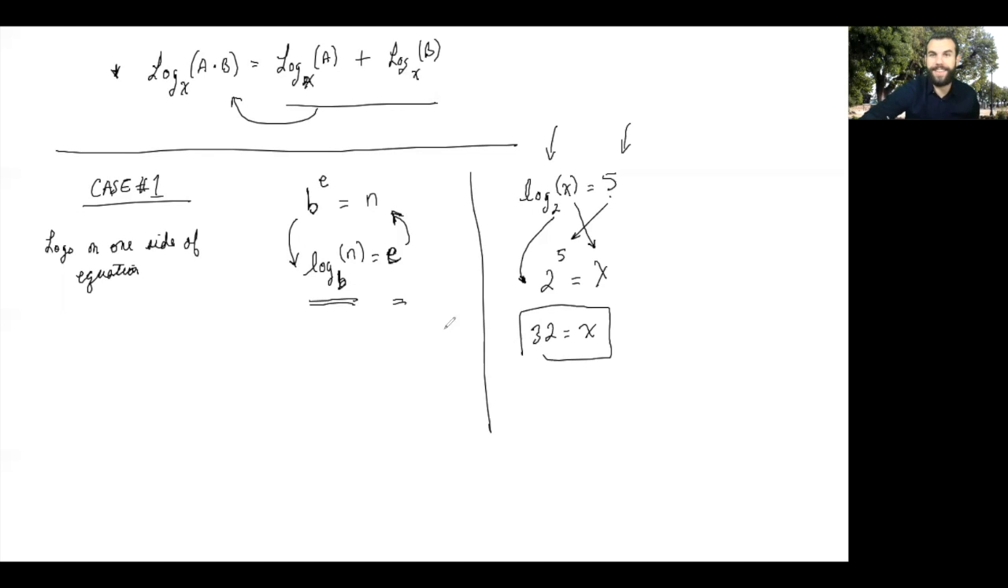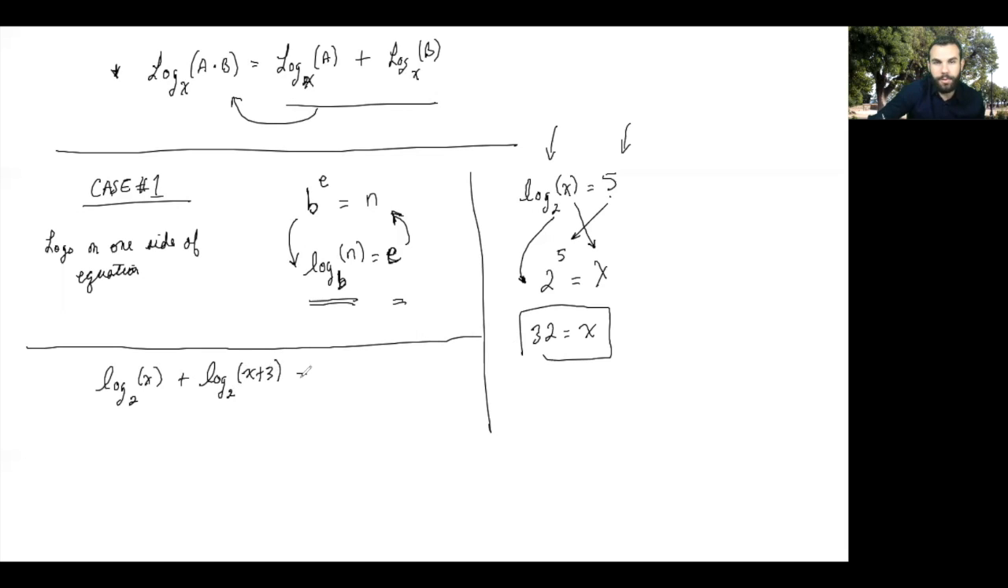No problems. Now, obviously, we can make this a little more challenging by adding more logs to the equation. So if we had log base 2 of x plus log base 2 of x plus 3 is equal to 2. Again, this is case 1 because we have logs on just one side. Yes, there are multiple logs, but they're only on the left side of the equation, and we only have a number on the right side.